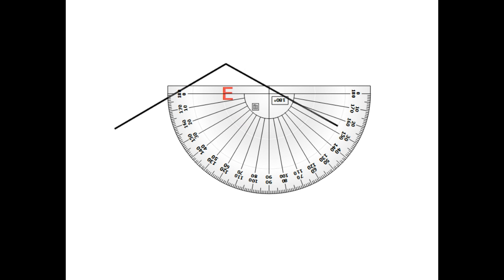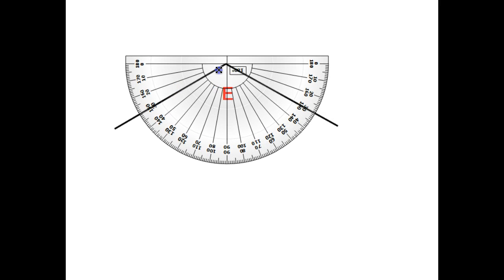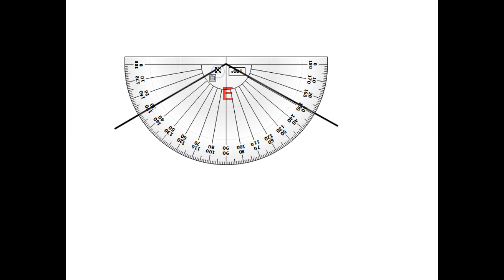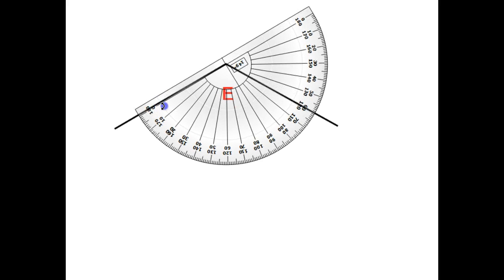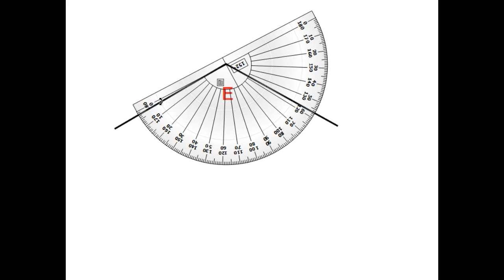Or the next one. Line up the bullseye. Get one of the lines on the zero. Take a look. This time it's obtuse, so it's between 120 and 130, and it happens to be going up that way, so 121, 122, looks like 123 degrees.